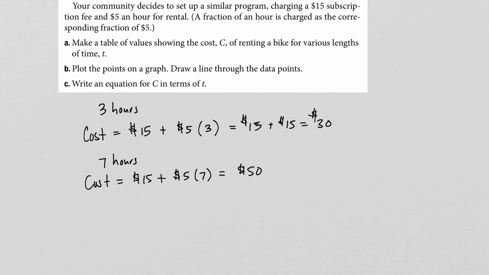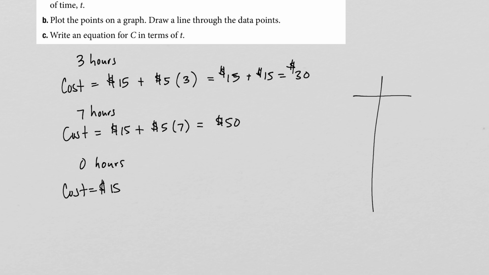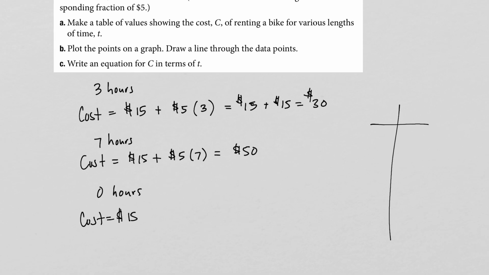Okay? So let's go ahead and think about what if you rented the bike for 0 hours. Then the cost would just be $15, right? Because you're still paying that subscription fee to be a part of this community, because there's no hour charge here. So we can see that if we make a table and we want to do C in terms of T, so we have T hours and we have C for the cost. 0 hours cost us $15. 3 hours cost us $30. And 7 hours cost us $50.